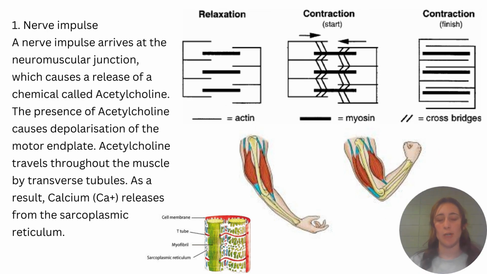To describe the process of muscular contraction, I will break the system down into 5 steps. The first of those is when a nerve impulse arrives at a neuromuscular junction. When that nerve impulse arrives, it will cause a release of a chemical called acetylcholine. The presence of acetylcholine will cause depolarization of a motor end plate, and acetylcholine will travel through the muscle through transverse tubules. As a result, calcium will be released from the sarcoplasmic reticulum.